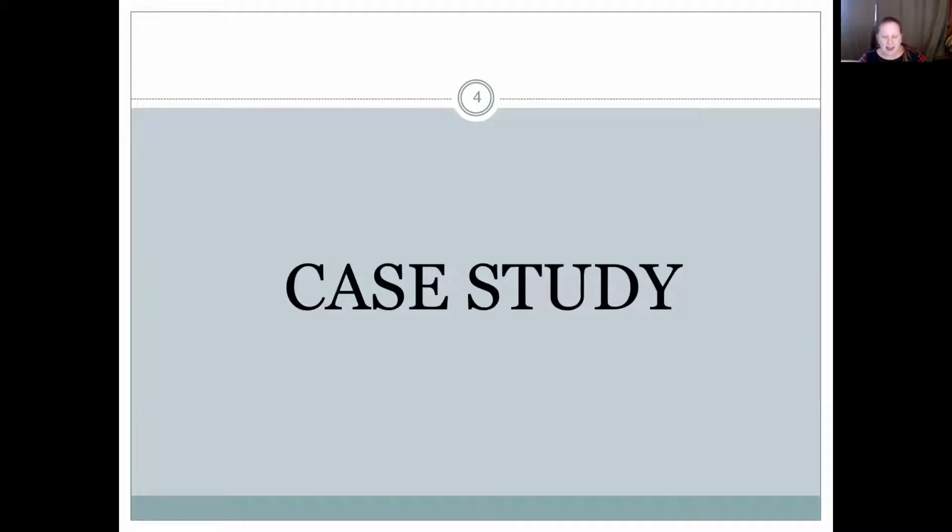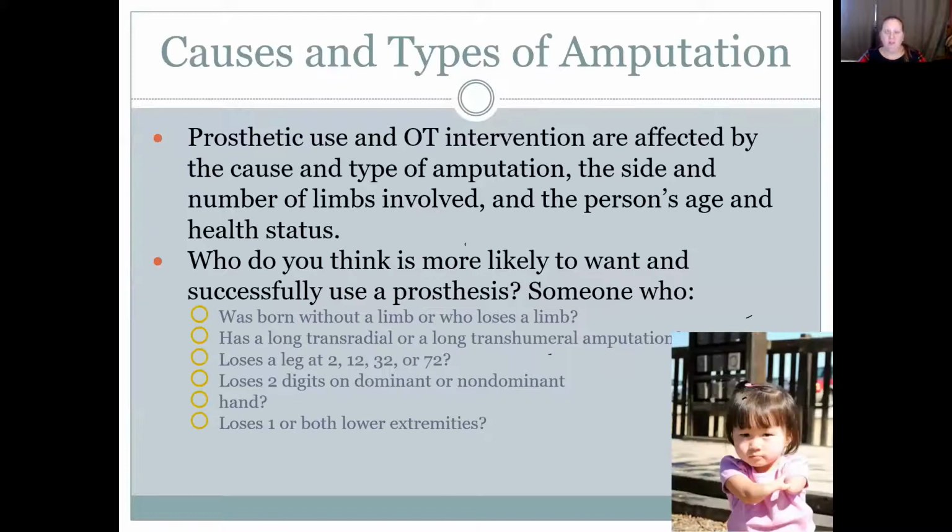Next slide is your case study. We will talk about your case study and how we're going to do that due to virtual stuff this week. So we'll talk about that later. We're just going to skip over this slide. All right, so we're going to move straight into causes and types of amputation.